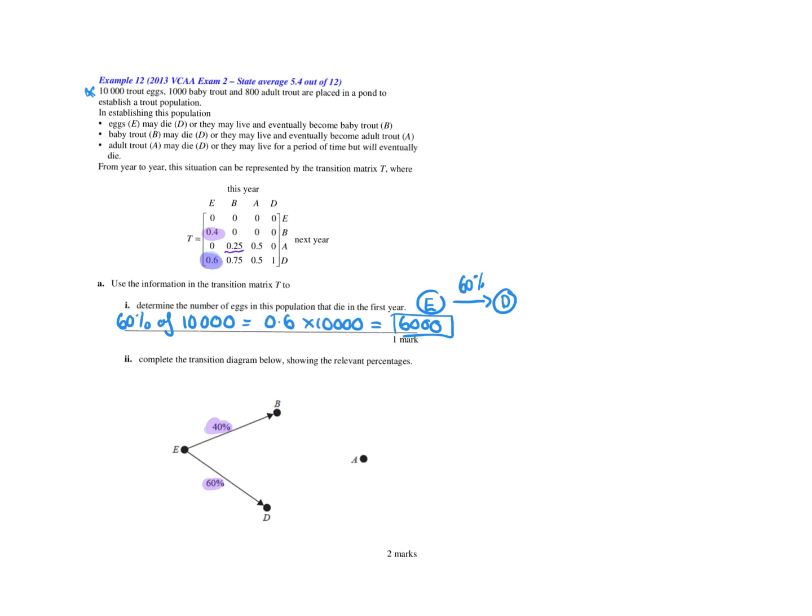So I've got B to A is 25. So I'd put that. Now, they're putting percentages, sorry, so I'll just put a percentage. I've got B to D. B to D is 75%. I'm missing A to A. A to A, 50%. And A to D, 50%. So that's how your diagram should look.